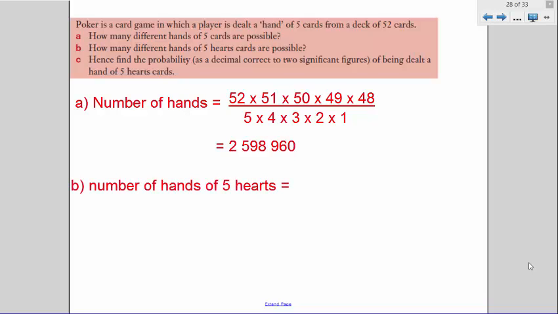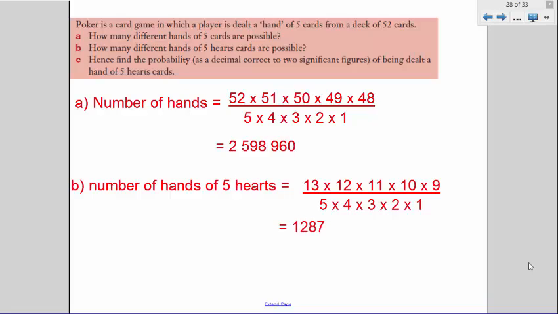Part B, the number of different hands of 5 hearts. There are 13 hearts in a pack, so to get 5 hearts in our hand, we have 13 cards that can be dealt to us first, multiplied by 12, multiplied by 11, multiplied by 10, multiplied by 9. Again, removing the combinations, we need to divide that by 5 factorial so we get rid of any double-ups. So dividing by 5 times 4 times 3 times 2 times 1 gives us 1,287 different combinations of 5 hearts.